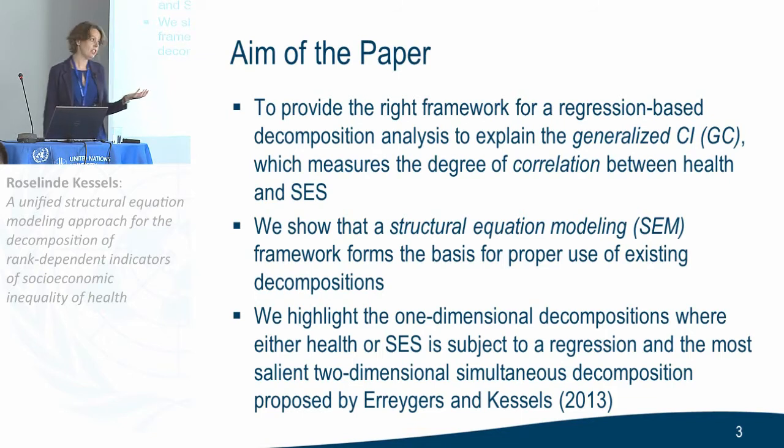In the setting of concentration indices and concentration curves, what we recommend is the use of a structural equation modeling framework for a regression-based decomposition analysis in order to explain the generalized concentration index denoted by the GC. So we look at the generalized or absolute concentration index, the GC, which we want to explain. So we want to find out what the reasons are for a particular value of the GC, by means of a regression-based decomposition analysis. And so the GC is our measure of the correlation between health and socioeconomic status.